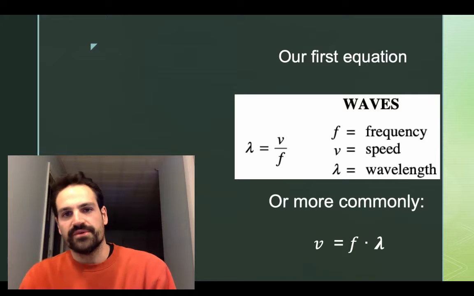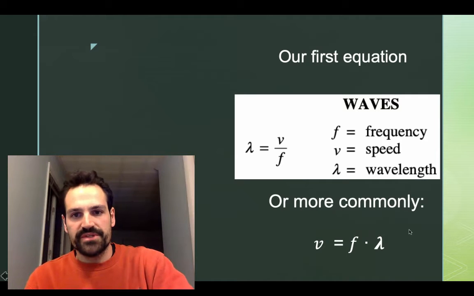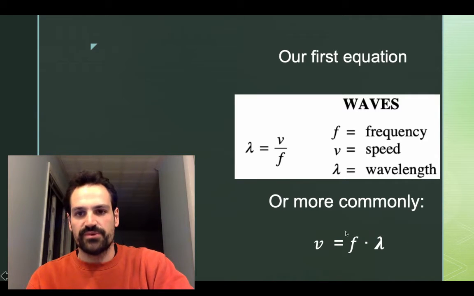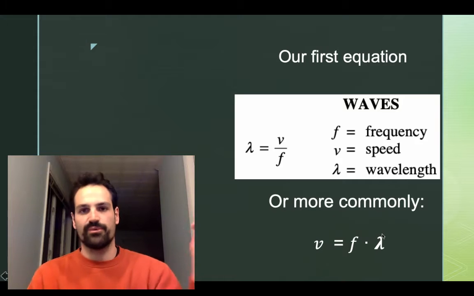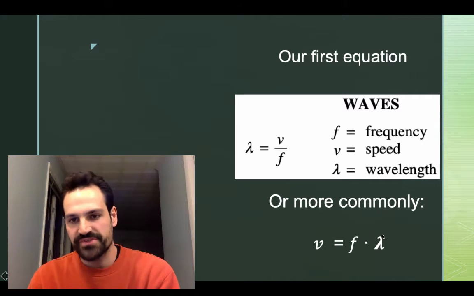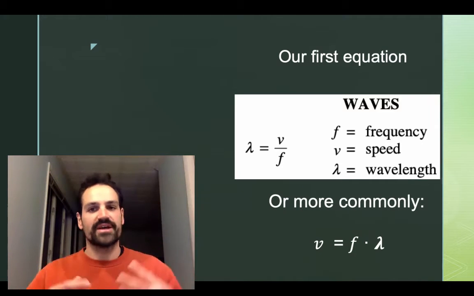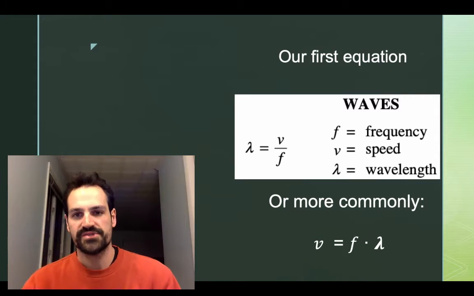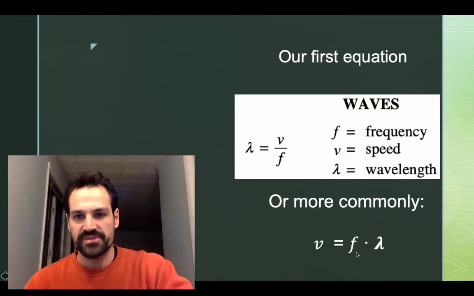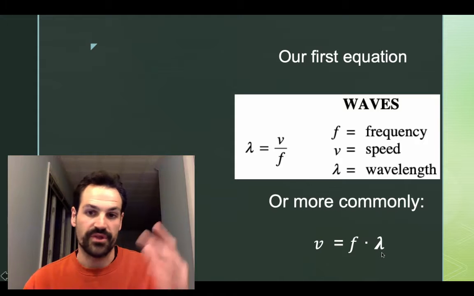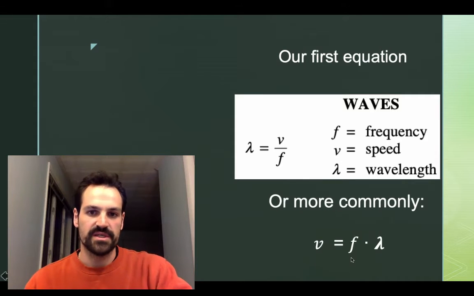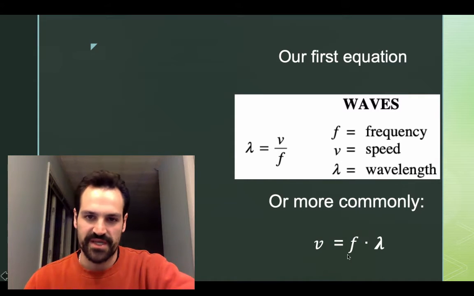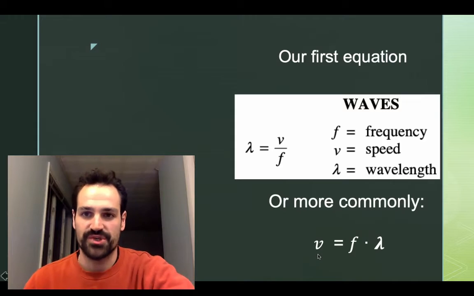The first equation, and I'm going to immediately start discussing it in terms of v equals f lambda, because I like when equations are straight across the line. You can see what's happening. You don't have to think about fractions. It's super straightforward. So the speed of a wave equals the frequency times the wavelength. The wavelength is the length of one wave, frequency is the number of oscillations per second, and speed is how quickly the wave is traveling.